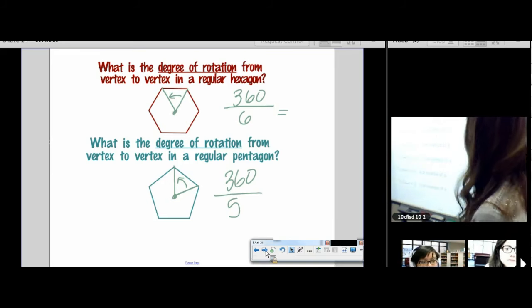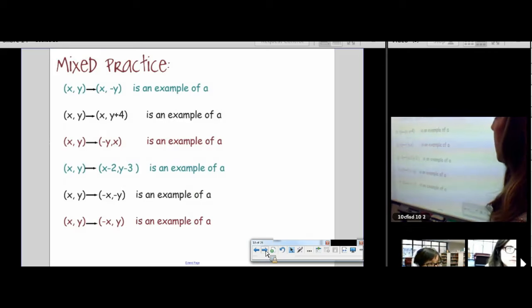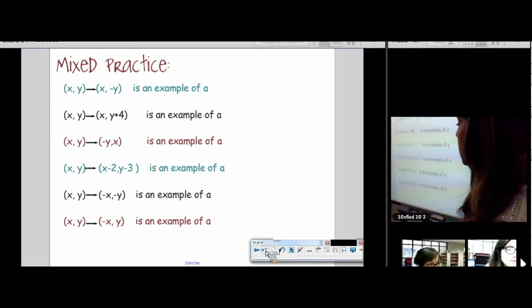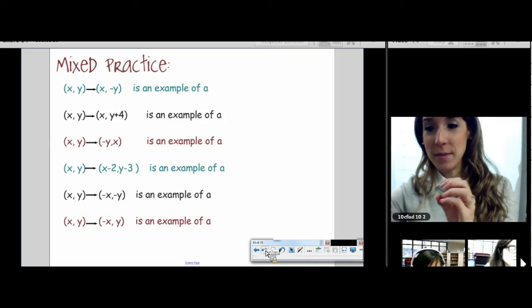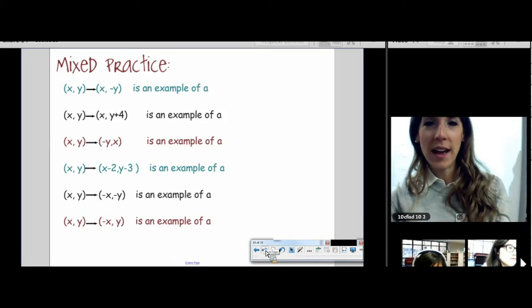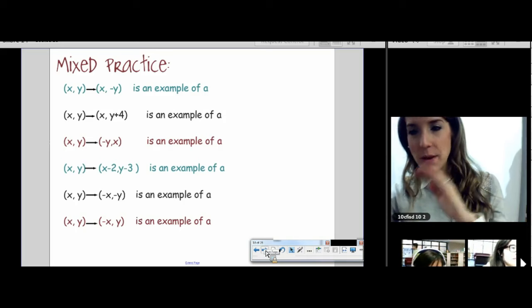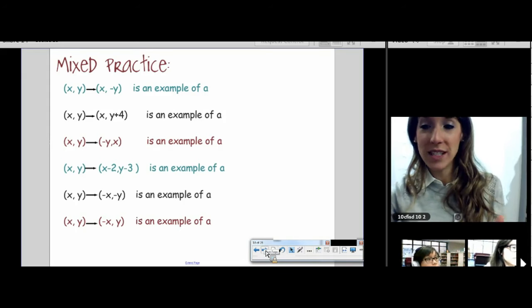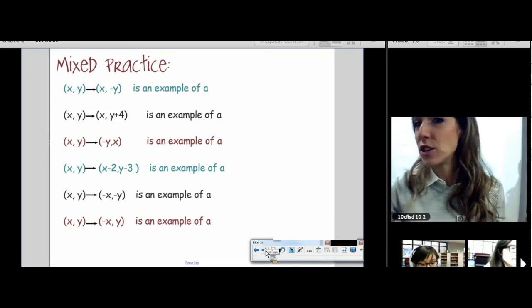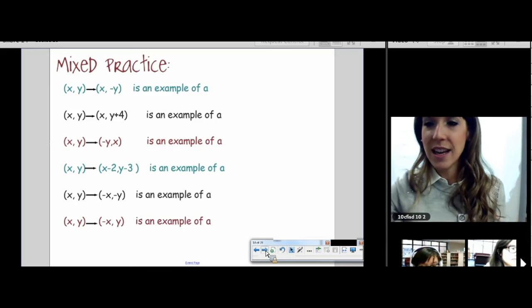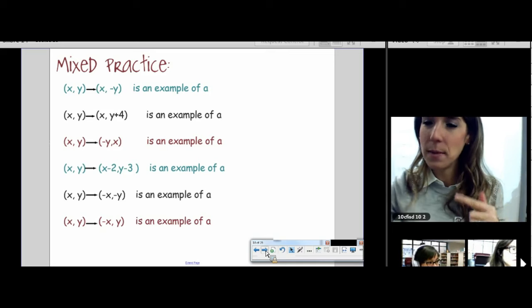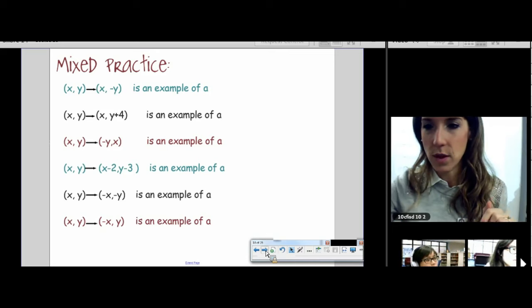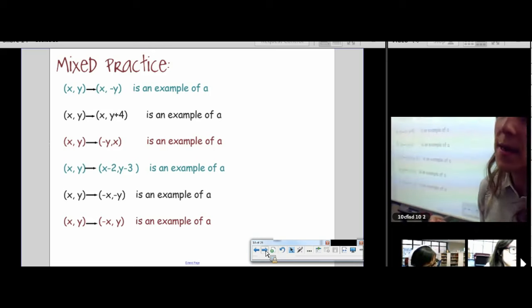Good. All right, we are almost done. Only 2 more slides. Mixed practice. So it's easy to deal with these things when they're all by themselves, when they're alone. Reflections, translations. But now, if I put them all in one slide, these could be reflections, rotations, or translations. So let's see if you can do these. You can look at your rules today, but you need to be able to do these also without looking at your rules. Okay? XY becoming X negative Y.